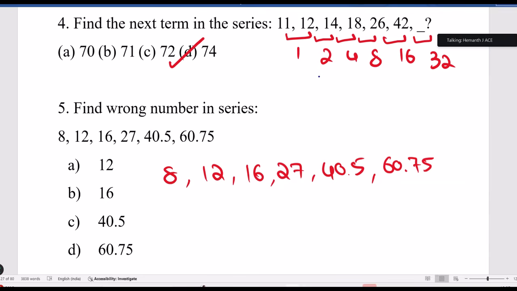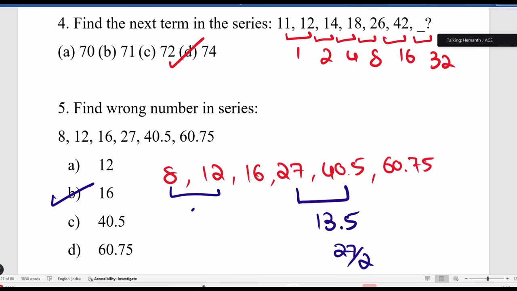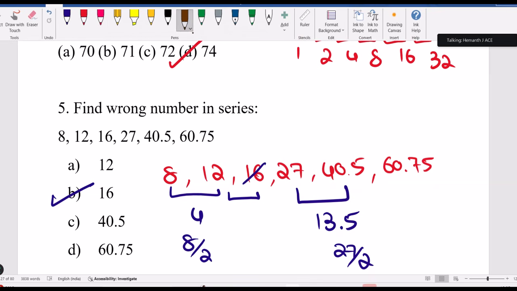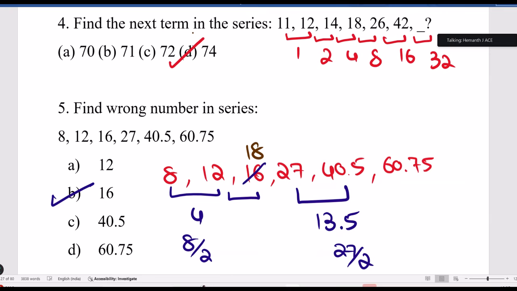Yeah, the problem is with 16 now. Why? 27, half of that, this is also the difference. The difference is 13.5, which is 27 divided by 2: the previous number divided by 2. Here the difference is 4, which is nothing but 8 divided by 2. Here the difference should be 6, so this should be 18. 16 should be changed to 18. That's the wrong number.